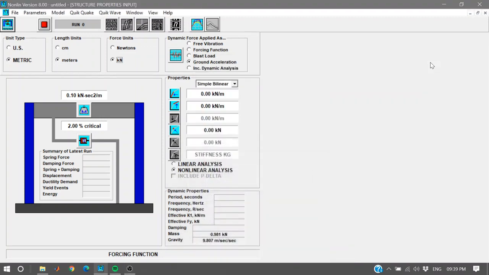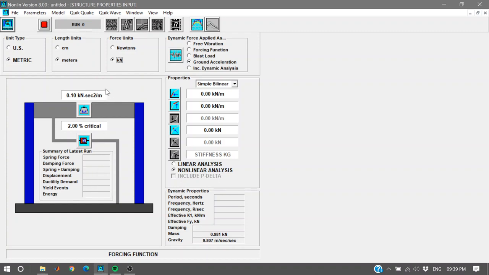This is the general layout of our NONLIN software. This layout can be divided into 5 parts. First is unit declaration part, where we decide what units we want to use. Then force declaration part, where we define the different forces that are going to be applied on our single degree of freedom system. Then we have our single degree of freedom system.